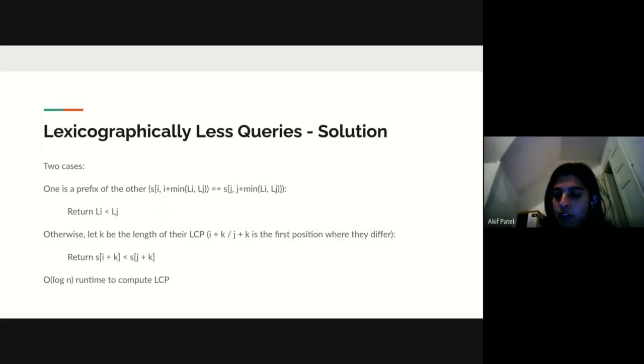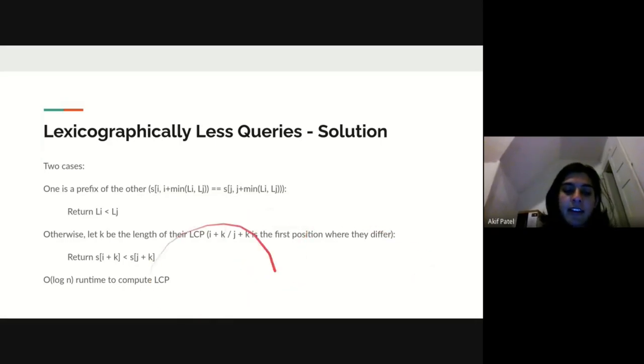Otherwise, as you said, we binary search to find where they differ. But remember, in our last problem, we already did that, and that's basically what the LCP is, right? The LCP is all the characters that don't differ at the beginning. So the one right after that is the first character where they differ. So we get to use our LCP function already.